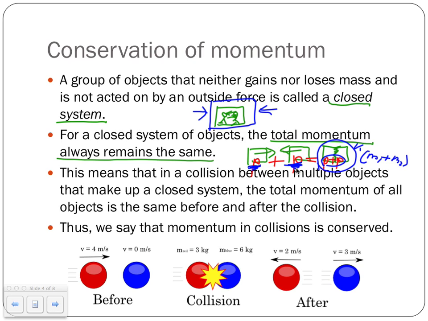So, as it notes in the second part of the third bullet here, it means that in a collision between multiple objects that make up a closed system, the total momentum of all objects is the same before and after the collision. And so, as a result, we say they're conserved.